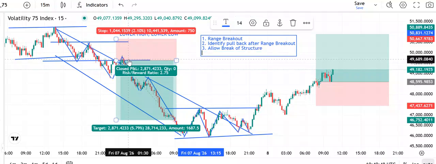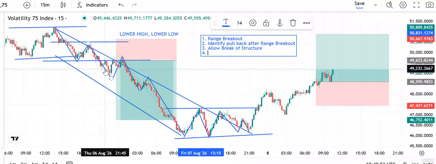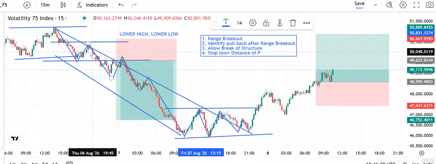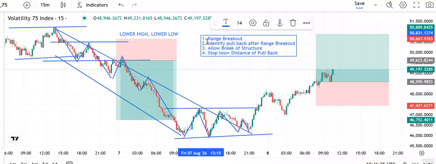All right. Fourth step is, now once you have this break of structure, you can enter at any point. Fourth step is distance stop loss equals to the distance of pullback. That's distance of pullback will be your stop loss. That's what I'm trying to do there. Distance of pullback. All right, that's stop loss.